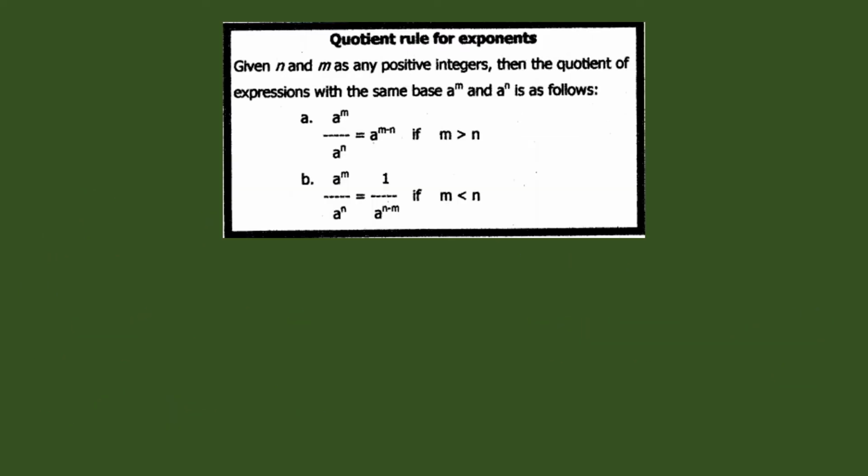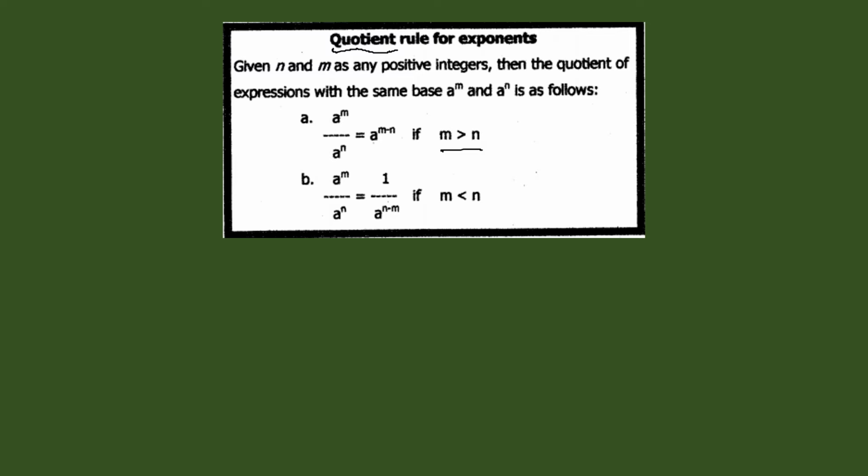Okay, so now the next law of exponent is what we call the quotient rule for exponents. So when we say quotient, this now involves division. Okay, so the quotient rule for exponents states that given n and m as any positive integers, then the quotient of expressions with the same base, a to the m and a to the n, is as follows. If m is greater than n, meaning the exponent of the one in the numerator is greater than the one in the denominator, the answer will be a, copy the common base, and then subtract the exponents, m minus n.